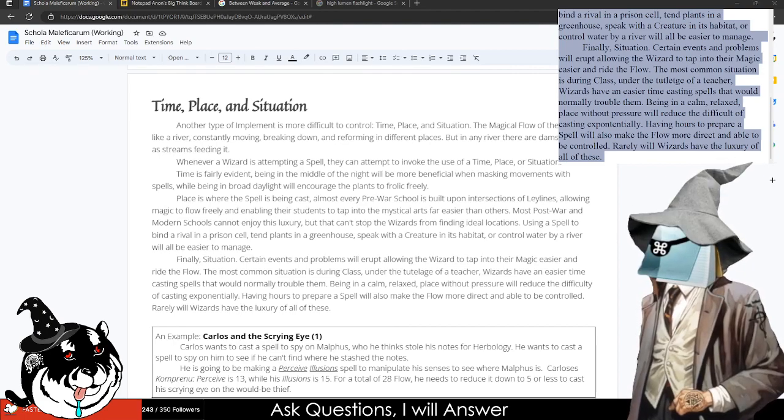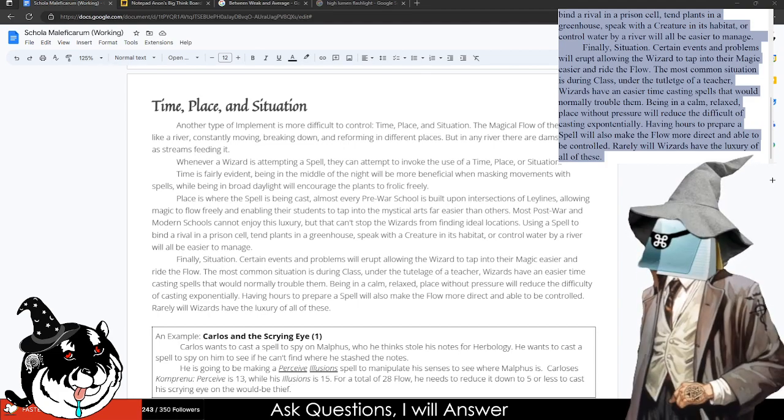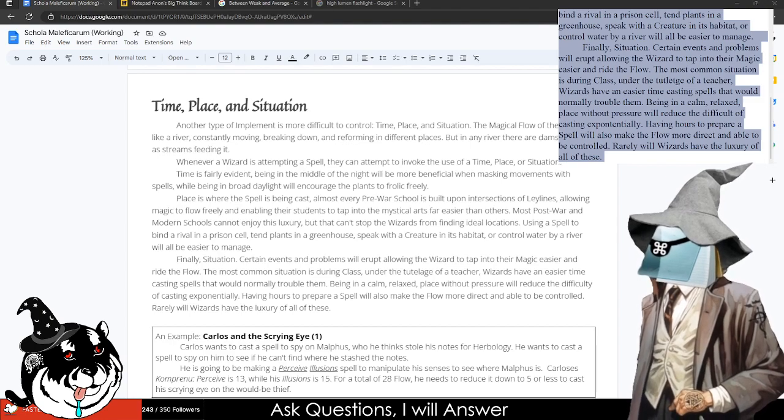Have you heard of the household RPG? I've not heard of the household TRPG before. It might exist, I don't know. Never heard of it. Or easier to bind a rival in a prison cell in Detroit.